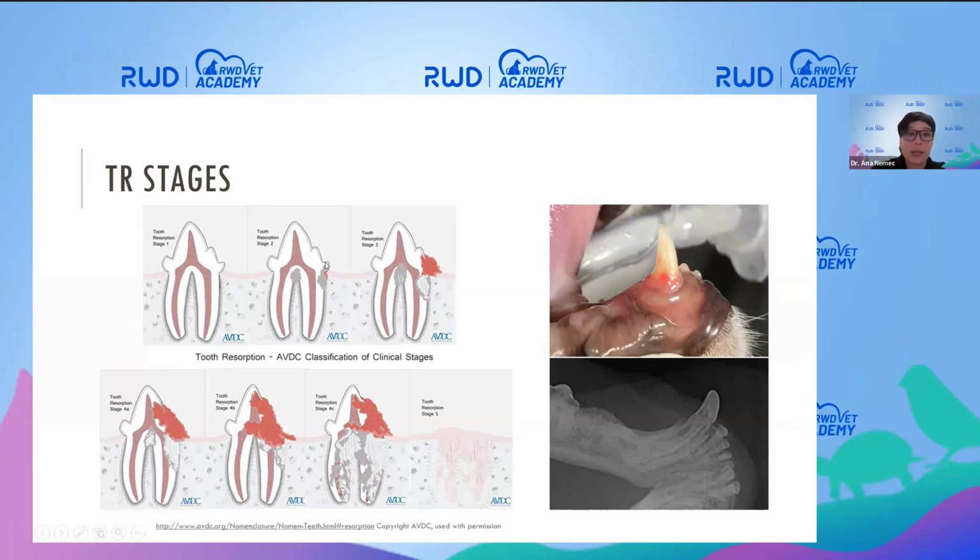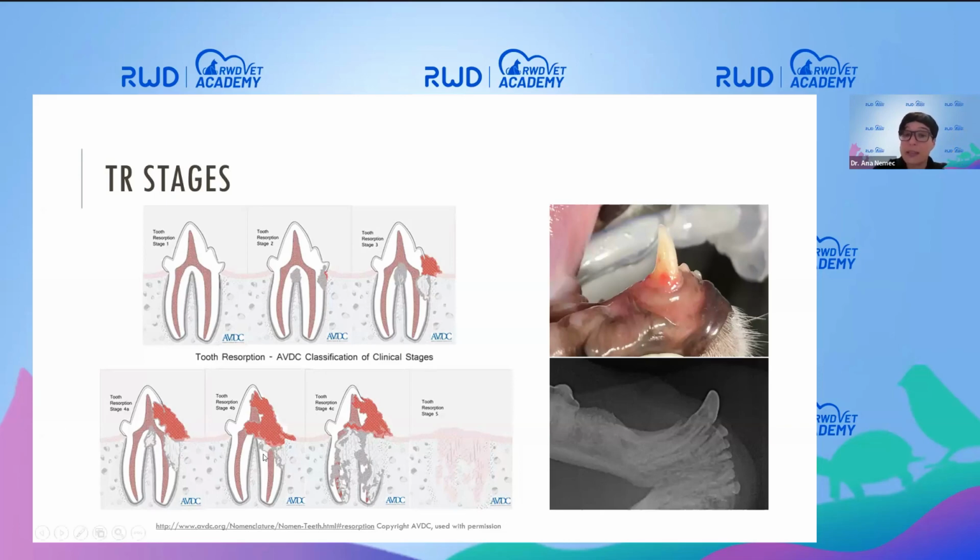Tooth resorption stage 2 is diagnosed when cementum, dentin, and or enamel are affected, but pulp is not exposed. Stage 3 means that the majority of hard tissues are lost and pulp is involved. Stage 4 is basically the majority of the tooth structure has been lost. And then substage 4A means that the crown is more affected than the root. 4B means that crown and root are equally affected, and 4C means that roots are more affected than the crown.